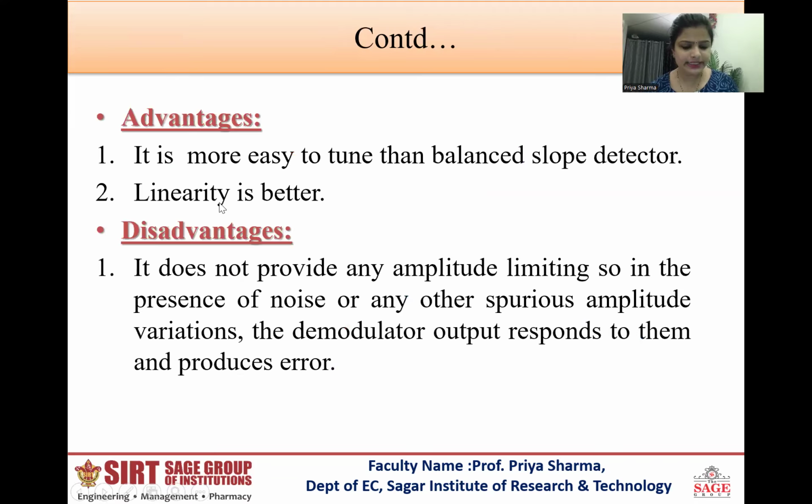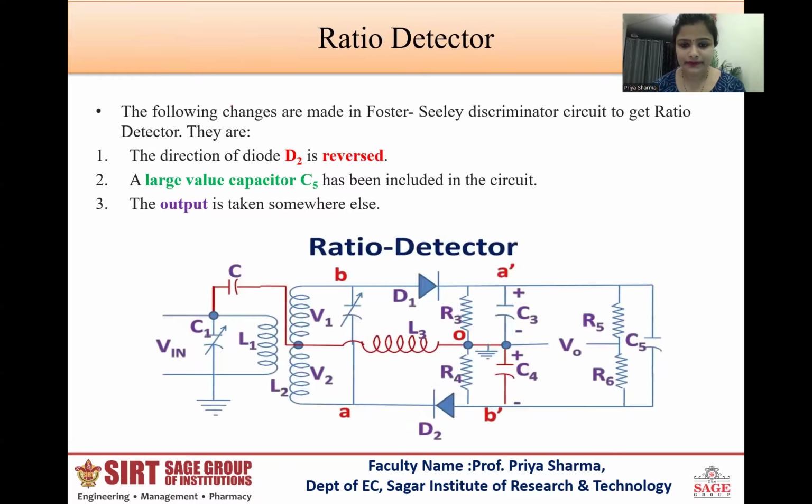So coming to the advantages and disadvantages of the Foster-Seeley, it is easier to tune than the balanced slope detector because the tuning is required only at one frequency level, that is carrier frequency, and linearity obviously will be better than that. Disadvantages: it does not provide any amplitude limiting. So in the presence of noise or any other spurious amplitude variations, the demodulator output responds to them and produces an error. This has been overcome in the other detector we will discuss, that is ratio detector. The disadvantage of Foster-Seeley has been overcome in ratio detector.